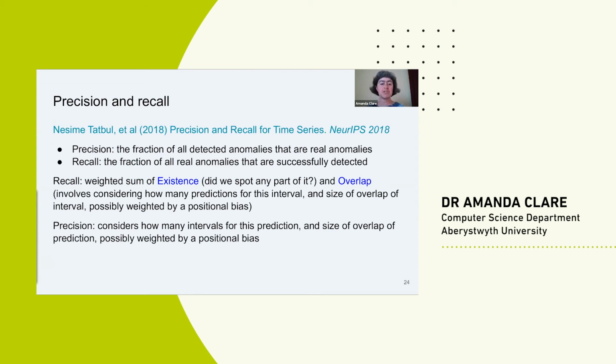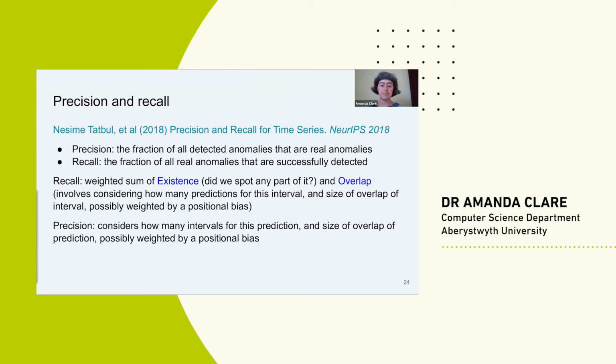And they've decided that precision is the fraction of all detected anomalies that are real anomalies, and recall is the fraction of all real anomalies that are successfully detected. And they will define them to be composite, made up of useful information. So their recall is the weighted sum of existence. So did we spot any part of it? And we'll give that a weighting. And overlap, which is like how many predictions are there for this interval and the size of the overlap of the interval. And maybe we'll pay more attention to whether it overlapped at the beginning or the end, or the middle. So you can have weightings for all of these things.